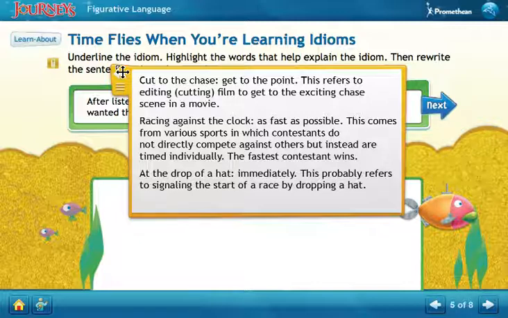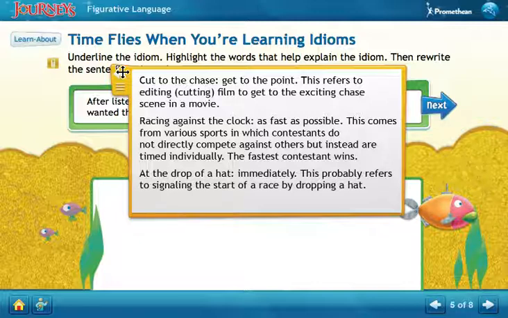Racing against the clock would mean as fast as possible. And this originally came from various sports events in which contestants do not directly compete against others, but instead are timed individually, and the fastest contestant wins. Like track, you're racing against the clock instead of racing in a race. Well, some races you're racing against others, but I'm thinking like a long distance race, you're more racing against yourself or the clock.